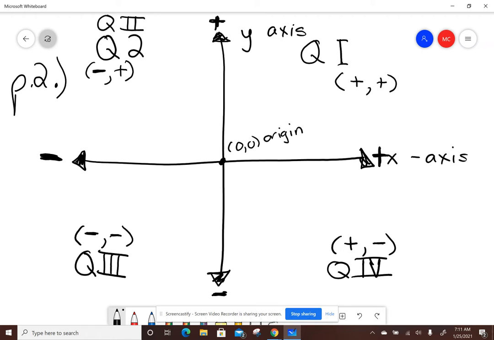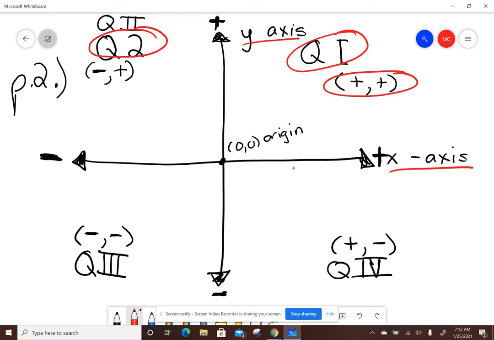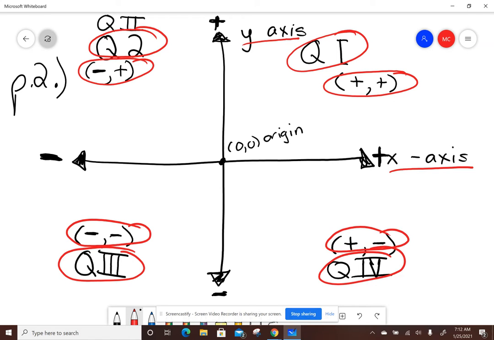Okay? Now, on a quiz, I'm going to ask you to label everything I just labeled. So you have to know this is the x-axis, this is the y-axis, right? You have to know quadrant 1, and then in quadrant 1, your coordinates are positive, positive. This is quadrant 2, and in quadrant 2, your coordinates are negative, positive. This is quadrant 3, and your coordinates are negative, negative. It's quadrant 4, and it's positive, negative. Okay, so all of this is written on page 1, but I did want to go over it.